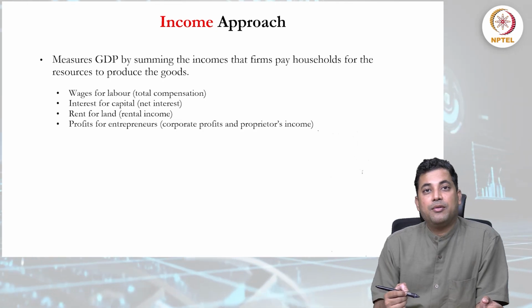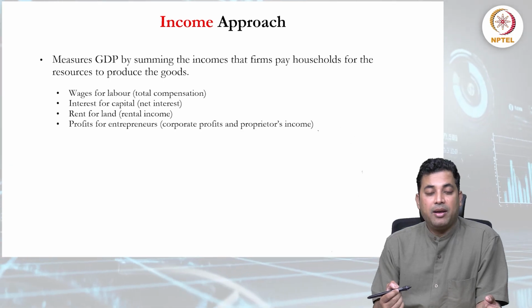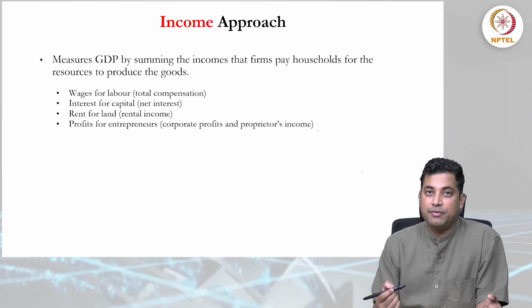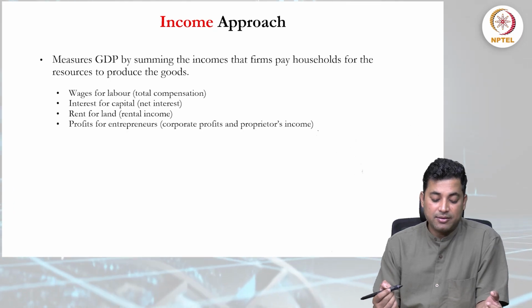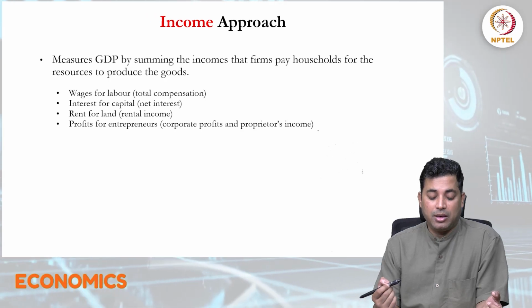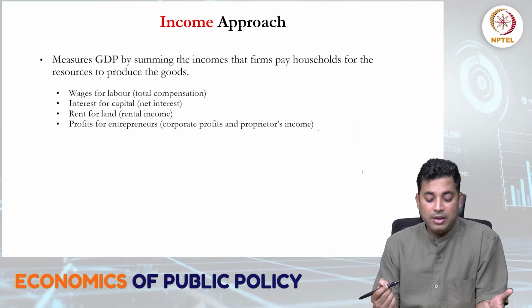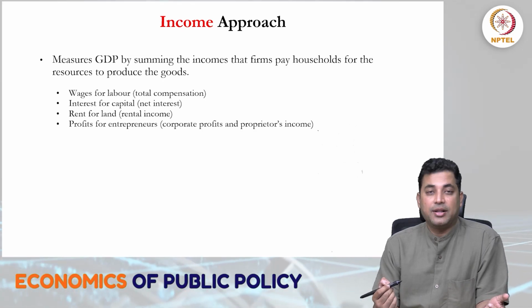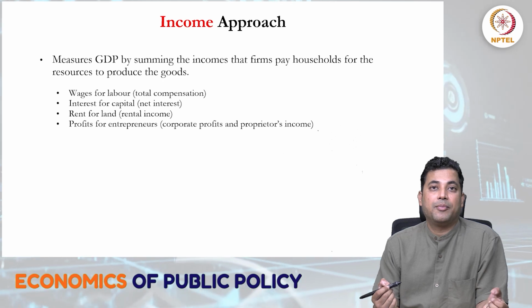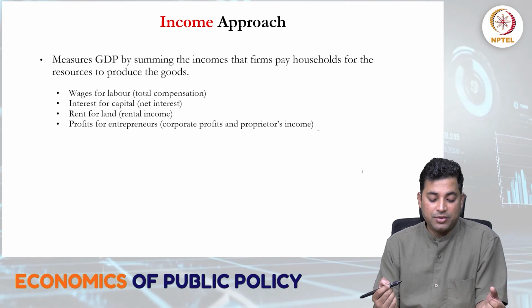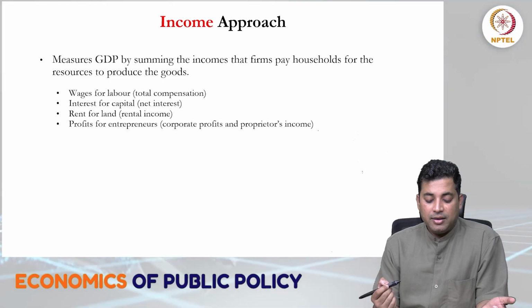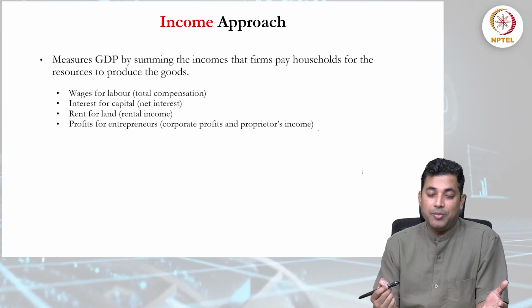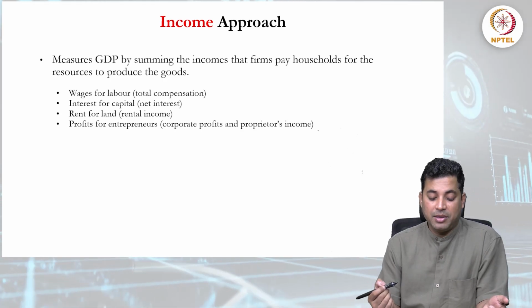Then for capital, we pay the rate of interest. Firms will pay interest to financial institutions like banks if they borrow money from a bank, and rent for the land, like three basic fundamental factors of production. So rent is the rental income that will be counted as part of the income approach of GDP calculations.